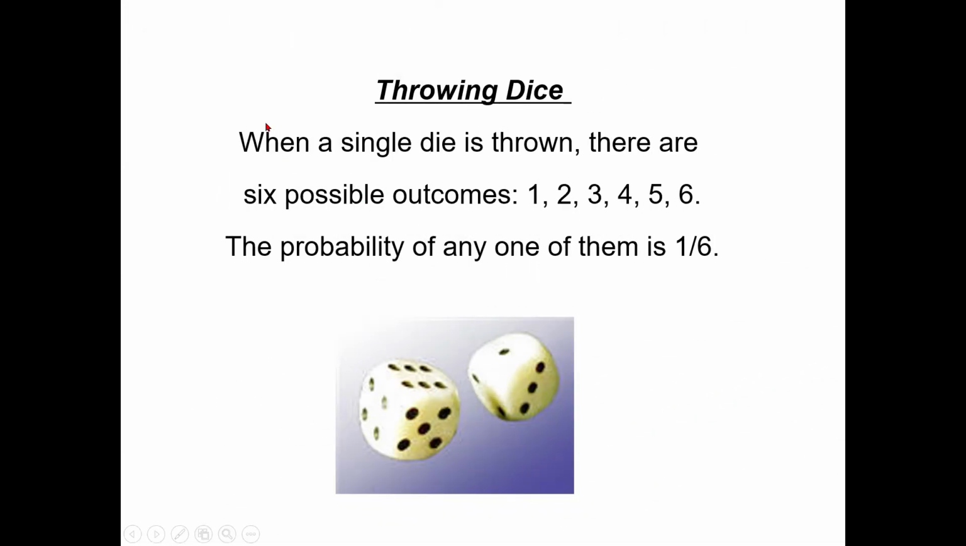Throwing a dice. When a single die is thrown, there are 6 possible outcomes: 1, 2, 3, 4, 5, 6. The probability of any one of them is 1 by 6.